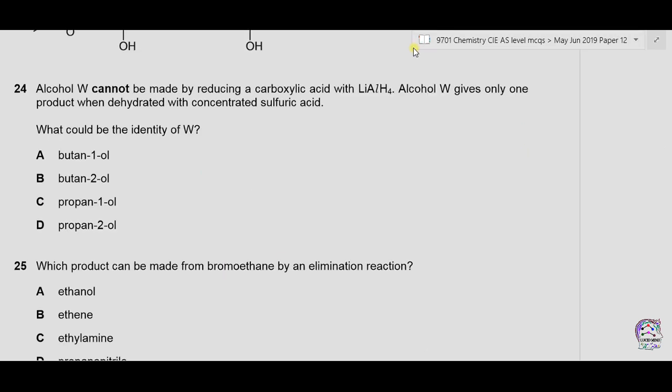Question number 24. Alcohol W cannot be made by reducing carboxylic acid with lithium aluminum hydride. Alcohol W gives only one product when dehydrated with concentrated sulfuric acid. What could be the identity of W? Now we know that a carboxylic acid, when reduced, converts into aldehyde, which further reduces to primary alcohol.